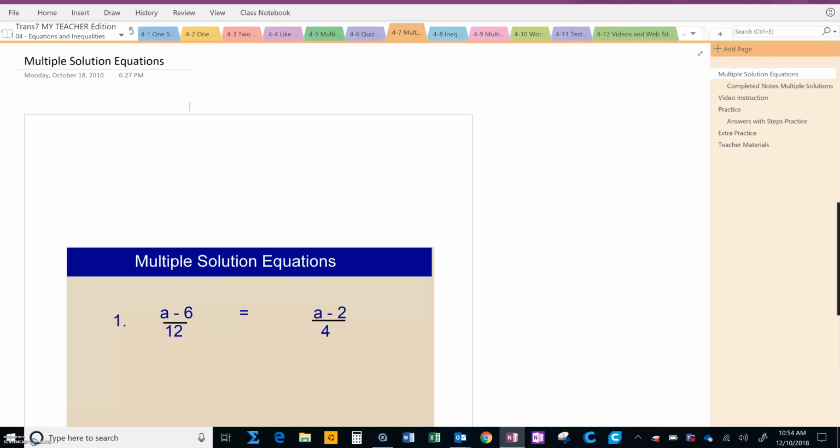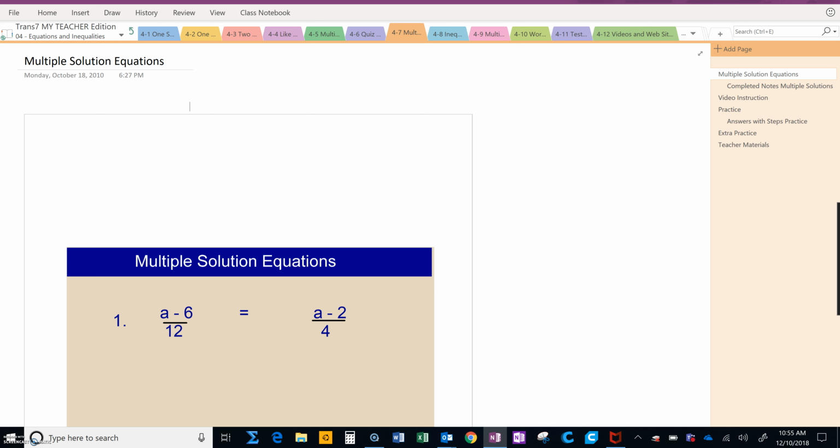Sometimes you can have an infinite number of solutions to an equation. Sometimes you can have no solution at all to an equation. And then more typically what we've seen is that equations have exactly one solution. And by solution, I mean what the variable equals that will make the equation a true statement.